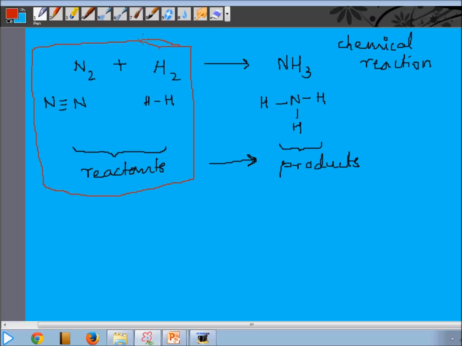For example, in the atmosphere that we are currently breathing, there is nitrogen present and there are also molecules of hydrogen present, but they don't combine with each other to form ammonia all the time. Otherwise there won't be any nitrogen or hydrogen left. At least one of them will get completely over. So these molecules combine only under certain conditions. Those conditions are our experimental conditions, and those conditions are written here with the arrow.